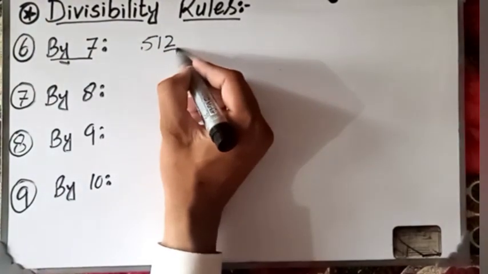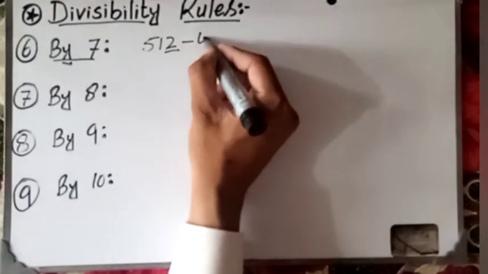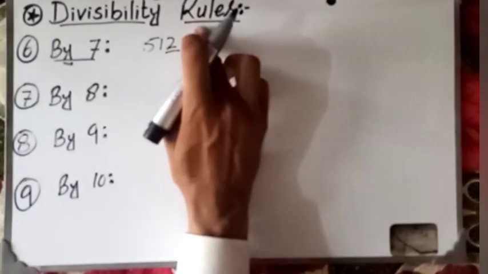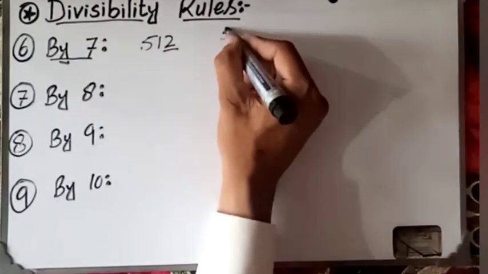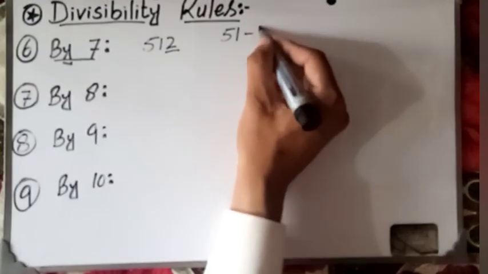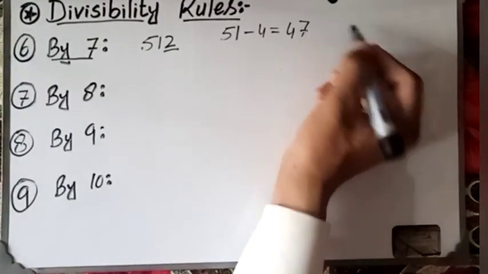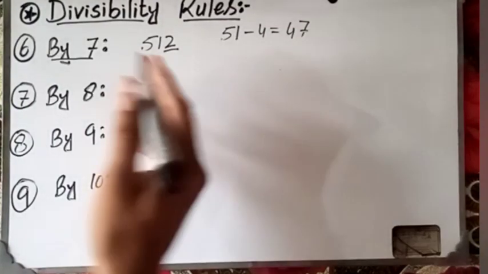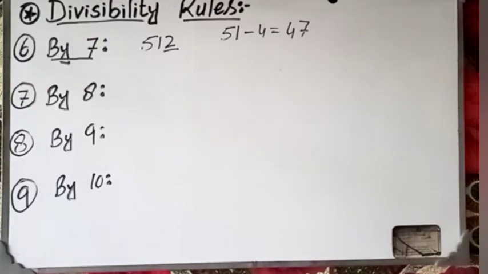Take the number 512. We have to double the last digit, that is 4, so we subtract 4 from the remaining number. The remaining number is 51, and subtracting 4 from it gives 47. 47 is not divisible by 7, so this number is not divisible by 7.